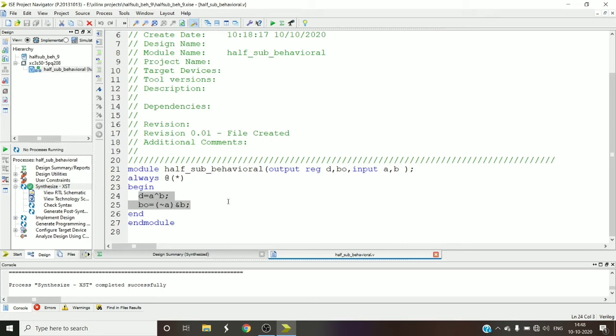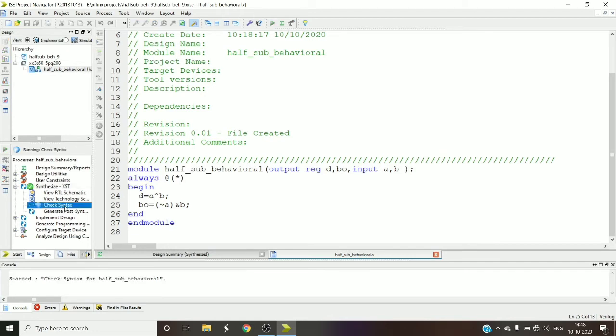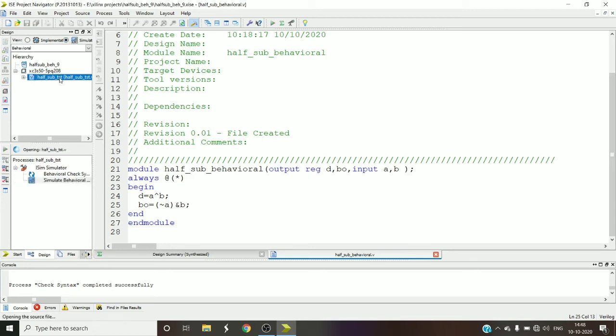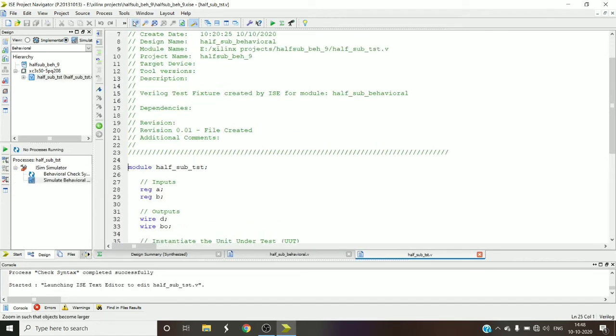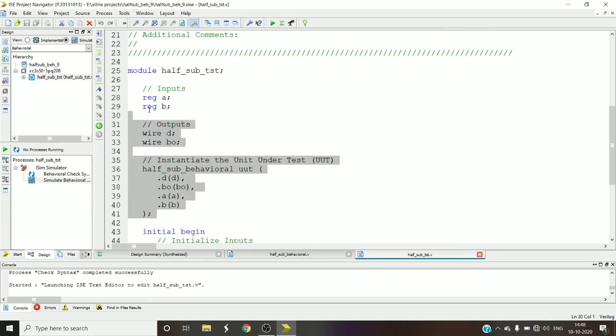Okay. Now after writing the Verilog code, to synthesize the circuit, you have to write the test bench and verify for the inputs, which I have already done. But let me just check the syntax once again. Okay. Now the test bench would remain same for any level of abstraction. Let me zoom this in. So all these will be by default. By creating Verilog test fixture, you will get all these things.